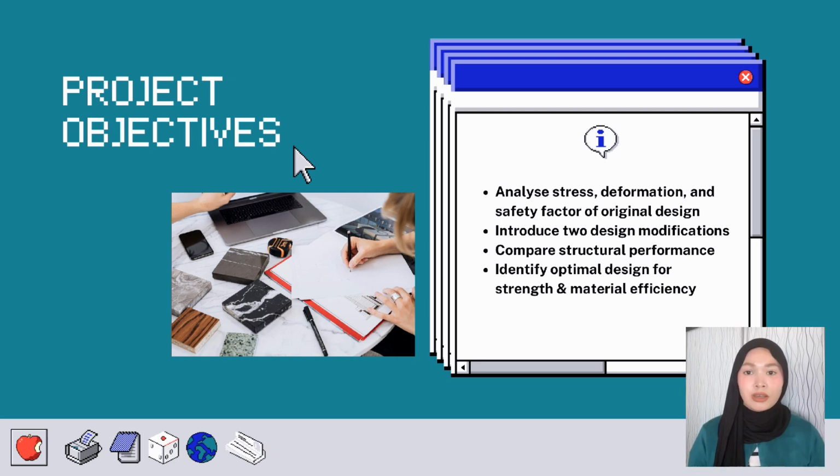Project objective. The objectives of this project are: first, to analyze stress, deformation, and safety factor of the original footrest design. Second, to introduce design modification. Third, to compare the structural performance between designs. And finally, to identify the most optimal design in terms of strength and material efficiency.